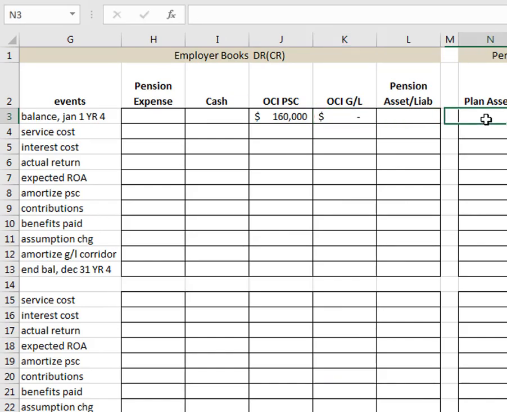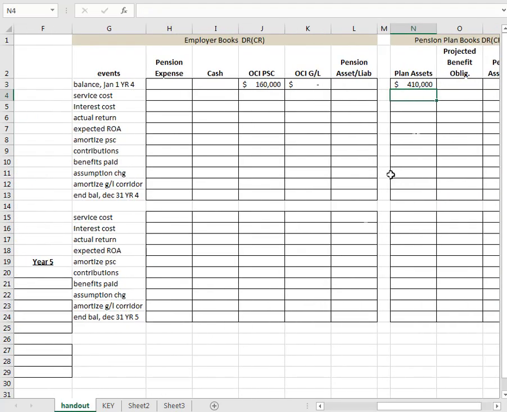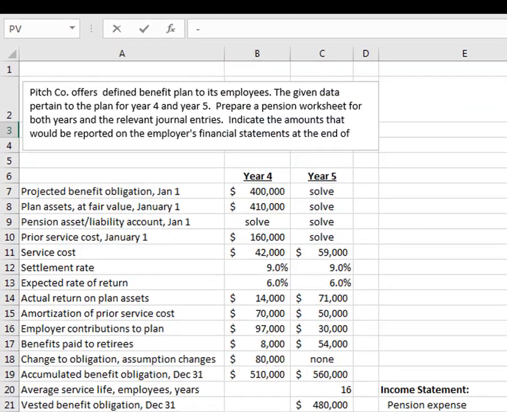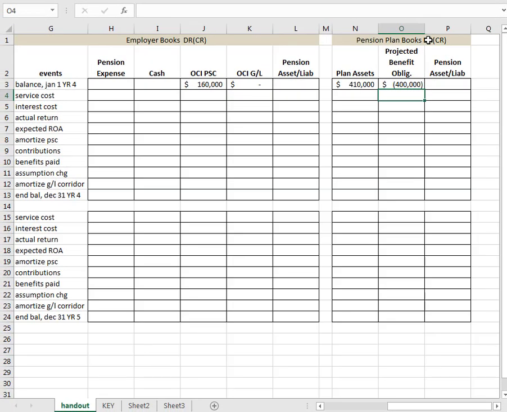Okay, and then let's go over here, plan assets. They give us 410, and then beginning obligations. That's a credit, so as you can see from the top, debits are without brackets, credits are with brackets. Okay, so we have a situation where the assets are bigger than the liabilities. So that means that there'll be an asset reflected on the employer's books for that overfunding of the pension obligation at the beginning of the year.